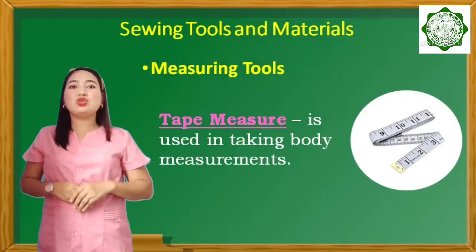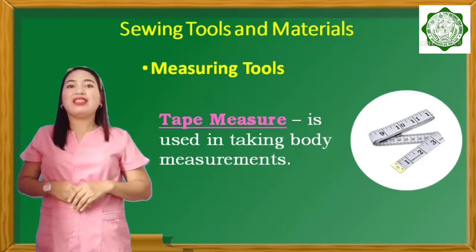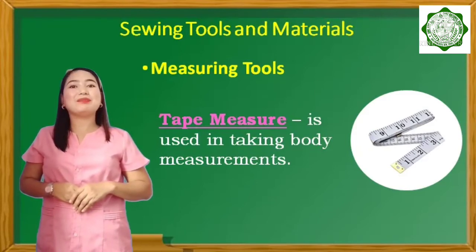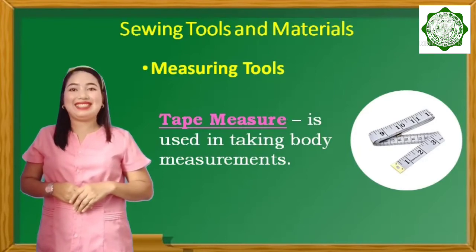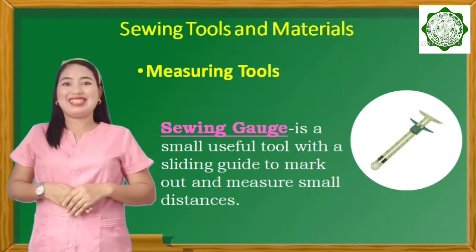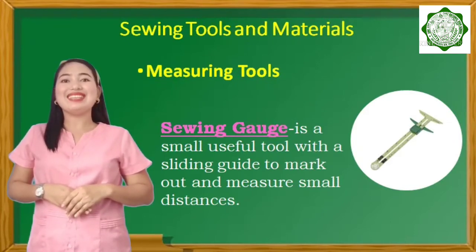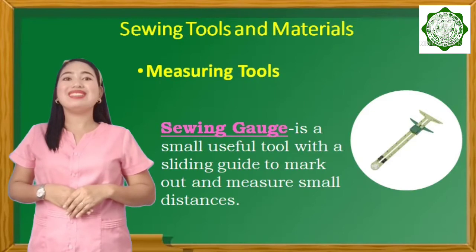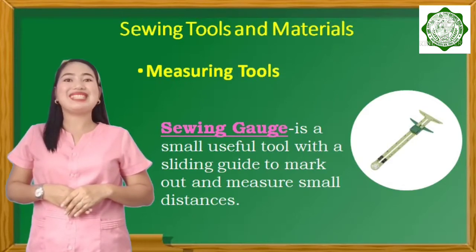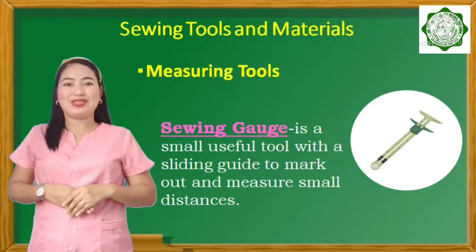Tape measure is used in taking body measurements. The front has the measurement of 150 centimeters and 60 inches on the other side. Sewing gauge. This is a small useful tool with sliding guide to mark out and measure small distances. This gauge is used for measurements at hemlines, buttonholes, and areas where other small measurements require checking, such as pleats and tacks. This gauge is usually made of metal or plastic, and it's about 6 inches long.